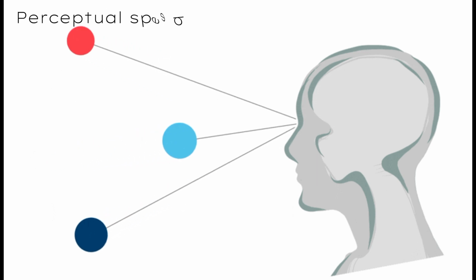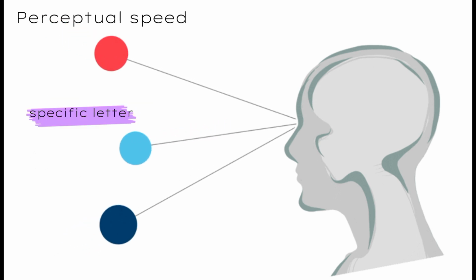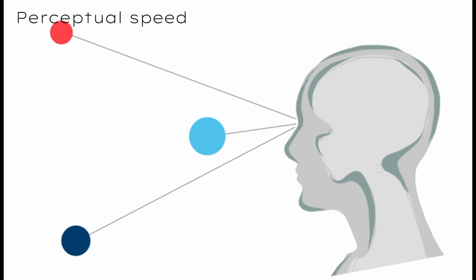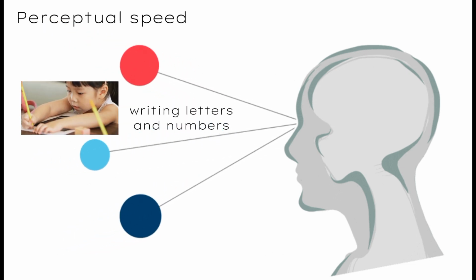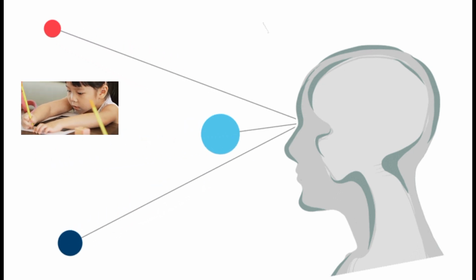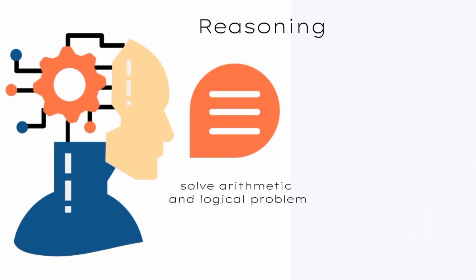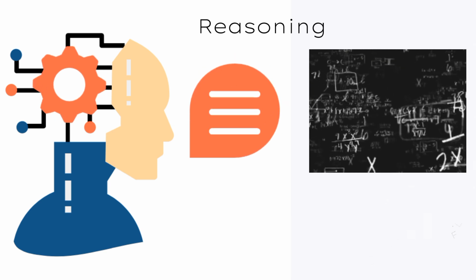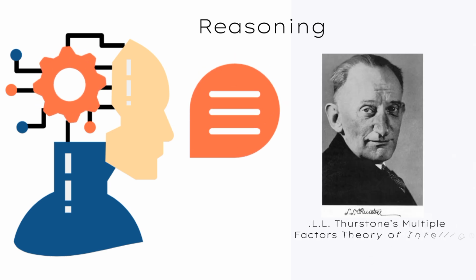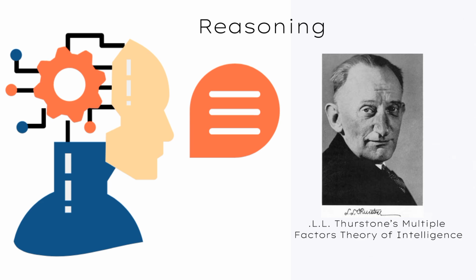And the sixth is perceptual speed. This is the ability to find the number of times a specific letter appears on a printed page, and it is also involved in proofreading and in rapid recognition of letters and numbers. And the last one is reasoning. This is the ability to solve arithmetic or logical reasoning problems. So according to Thurstone's theory, people possess different types of mental abilities.